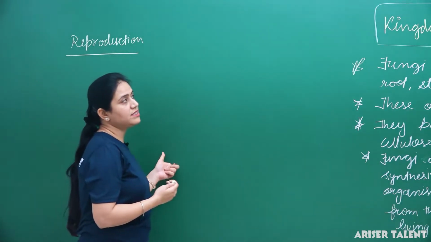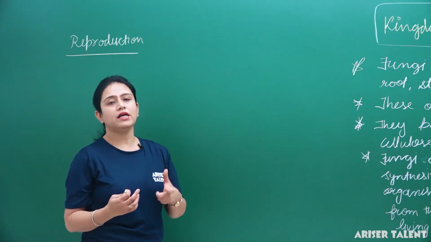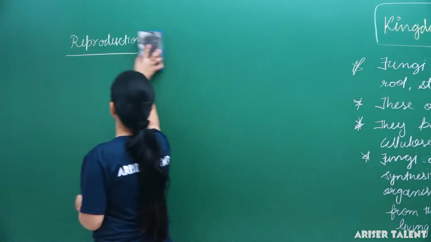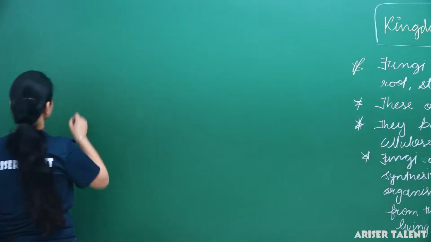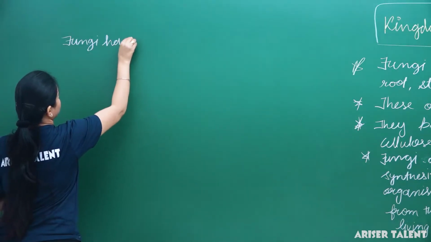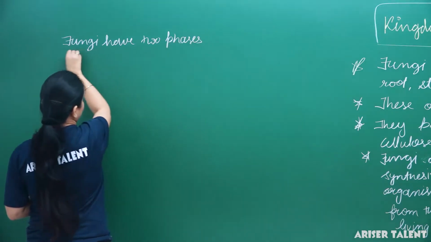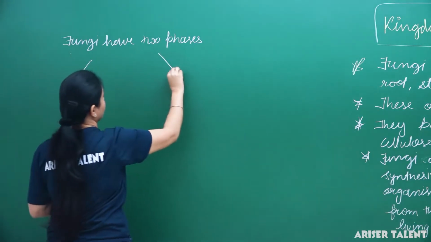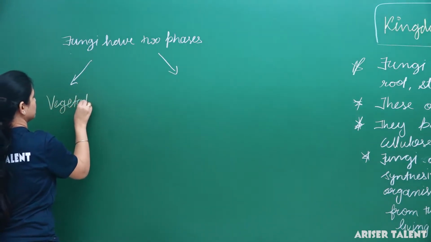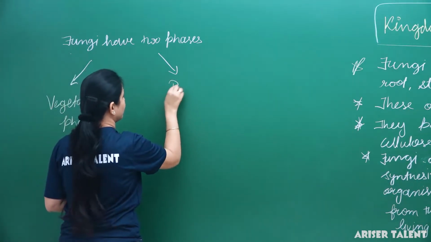So we can say that generally fungi have two types of phases. One is the vegetative phase and the other is the reproductive phase. So first of all, let me mention that fungi have two phases: the vegetative phase and the reproductive phase.